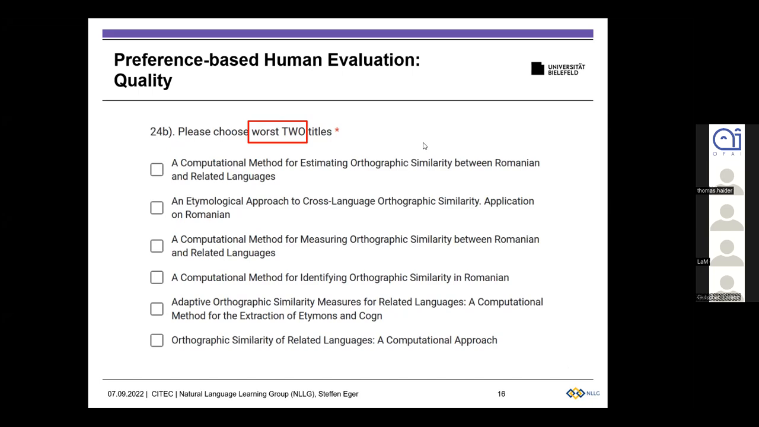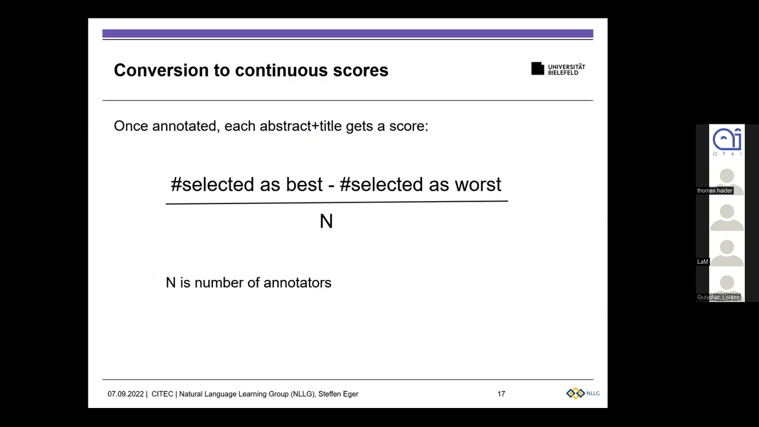Okay, so I continue. Good, so we have this preference-based annotation. After having the preference-based annotation, what we do is we convert the preference scores to continuous scores, because those continuous scores are just much easier to work with and are also standard in downstream tasks. So we want to have continuous scores instead of preferences. And we use a standard formula to convert the preferences into continuous scores.